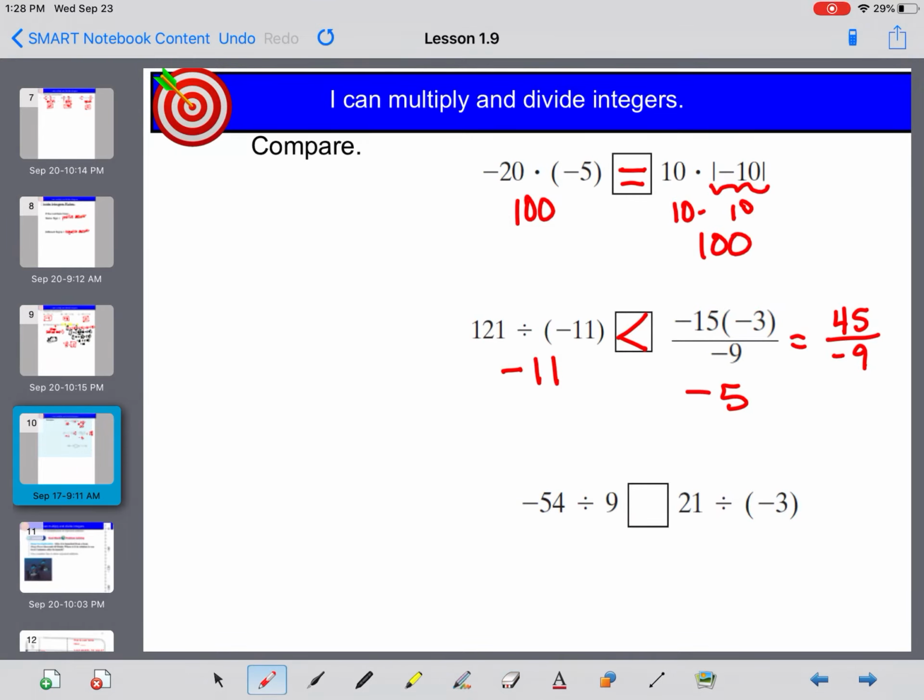All right, the last one. Negative 54 divided by 9 is negative 6. 21 divided by negative 3 is negative 7. When I'm comparing these, negative 6 is further to the right on the number line, so it is greater.